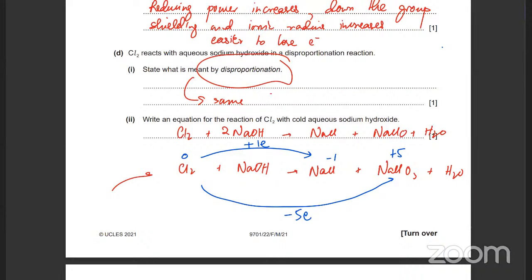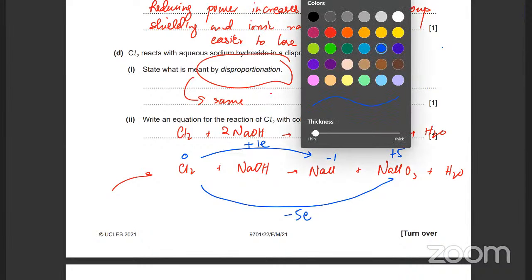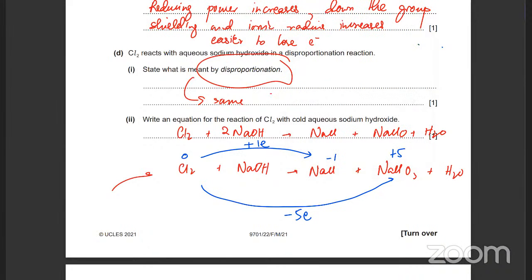So the electrons gained and lost have to be equal, and to make them equal, I'm going to multiply this by 5 and I'm going to multiply this by 1. So that means I should have 5 Cls turning into 5 Cl minus 1s. And I should have 1 Cl turning into Cl plus 5. So there should be 1 of this. So that's a total of 6 Cls at the start, 5 of them turning into Cl minus 1 and 1 of them turning into plus 5.